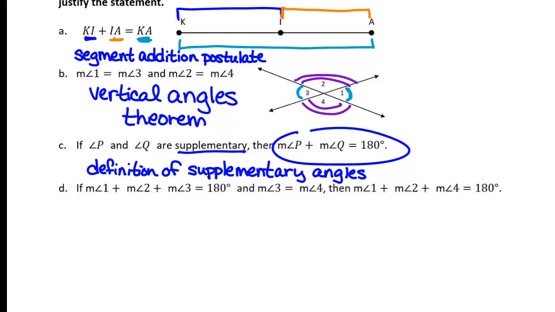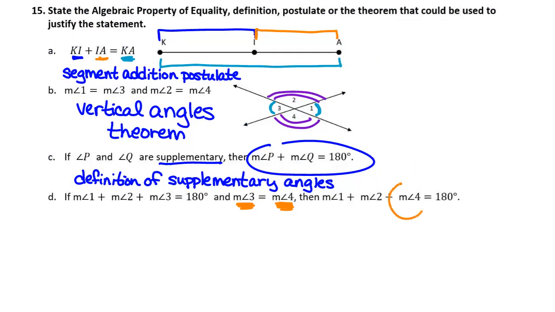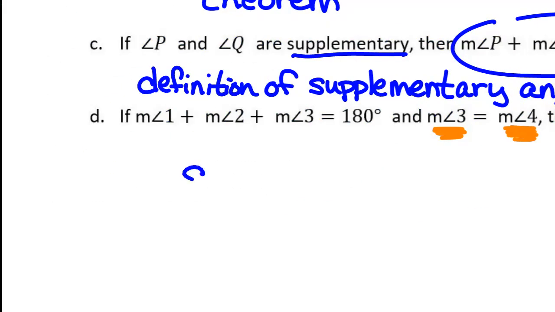Part D, if the measure of angle 1 plus the measure of angle 2 plus the measure of angle 3 equals 180, and angle 3 is equal to angle 4, what would allow me to take angle 3 out and to put angle 4 in its place? Substitution property.